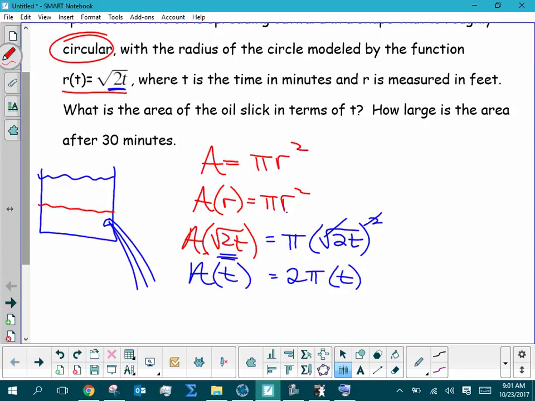Which would tell us that as time goes on, initially that circle is getting really big really fast, right? But as time goes on and there's less oil in that tanker, the radius of that circle and its respective area is slowing down. Does that make sense? Okay. So those are the kind of things to think about and why we're doing these compositions of functions.